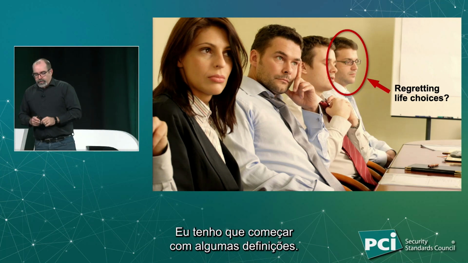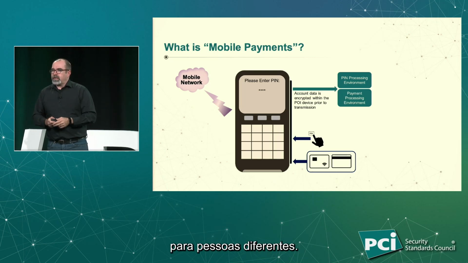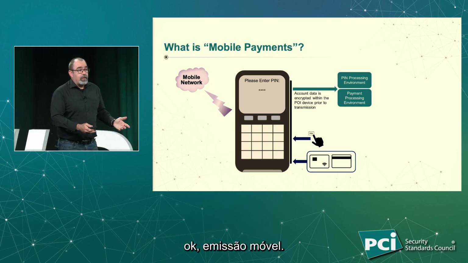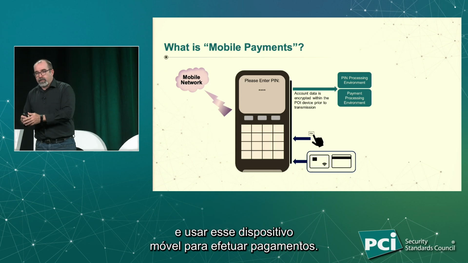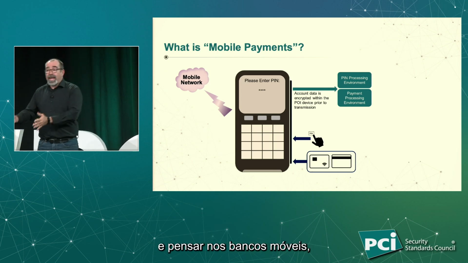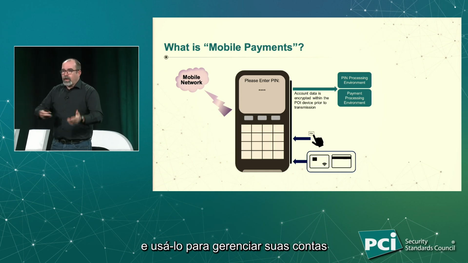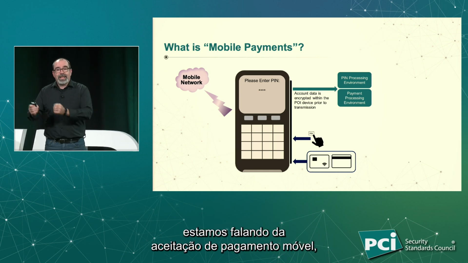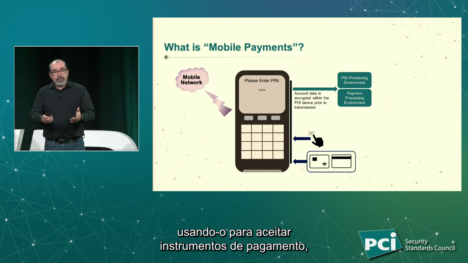I've got to start with some definitions. So what is mobile payments? Because mobile payments means different things to different people. You might say mobile payments and think, okay, mobile issuance. Taking a card, having that card stored on your mobile device and using that mobile device to make payments. You might say mobile payments and think about mobile banking. Having a banking app on your phone and using that to manage your accounts and transfer money and so forth. Within the council, when we talk about mobile payments, we're talking about mobile payment acceptance. Using a mobile device, like a mobile phone or a tablet, to accept payment instruments, to perform the payment itself.